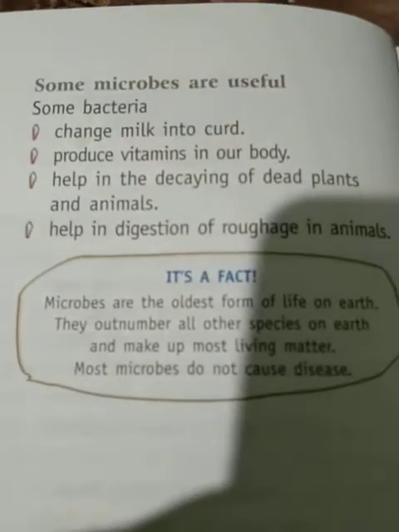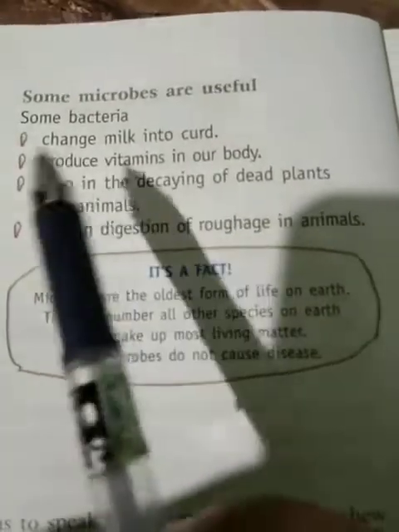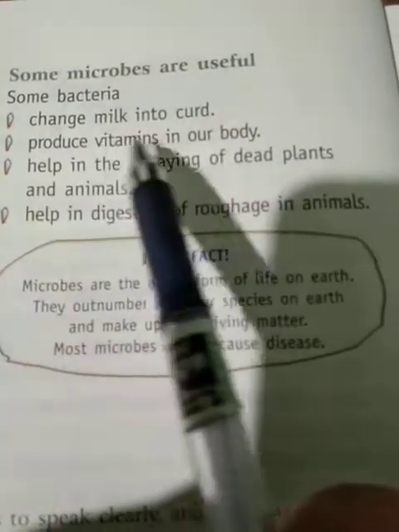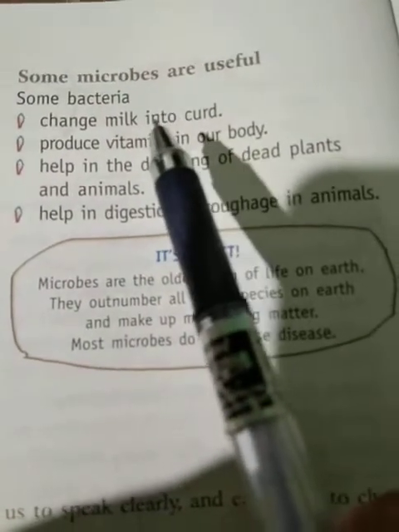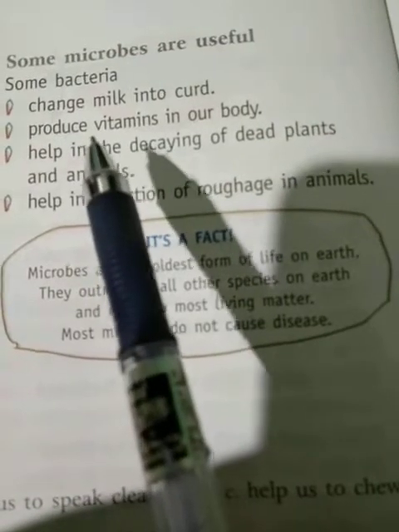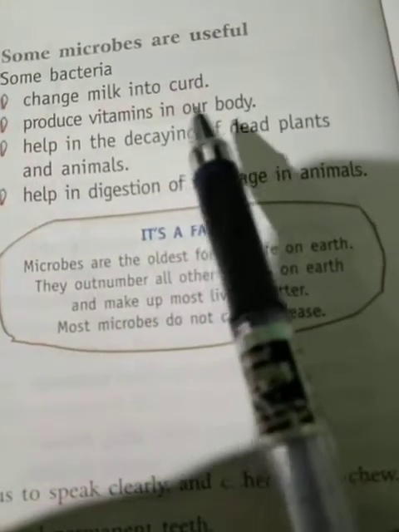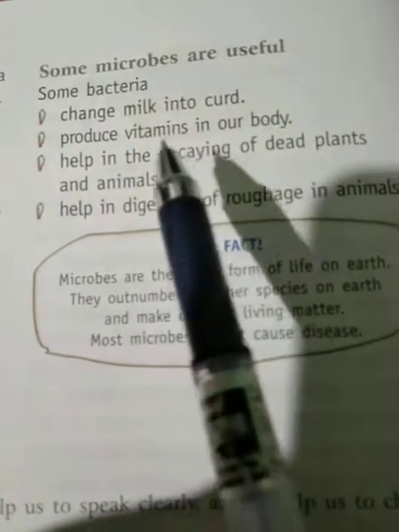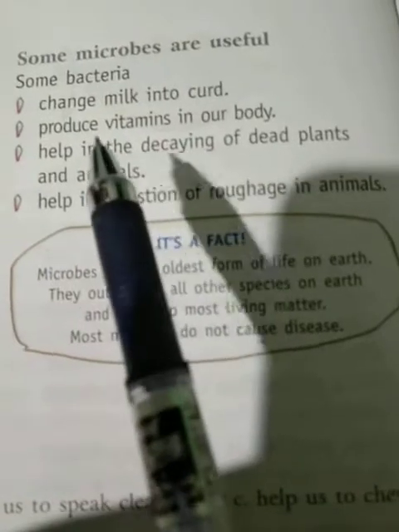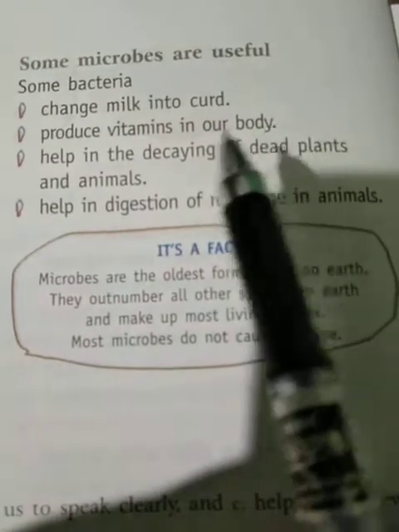We will now discuss the useful microbes. See, I have already mentioned that some bacteria change milk into curd. I have already mentioned this in the previous part, the beginning of this video. Now number two, some microbes produce vitamins in our body. Yes, there are some microorganisms which actually produce vitamins inside our body.